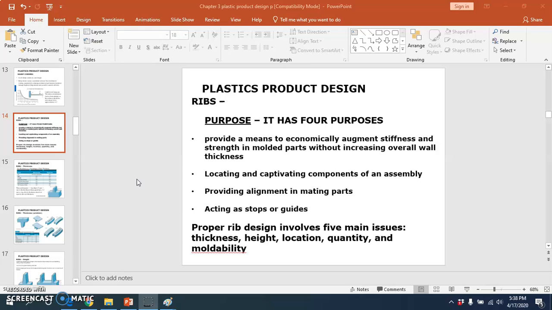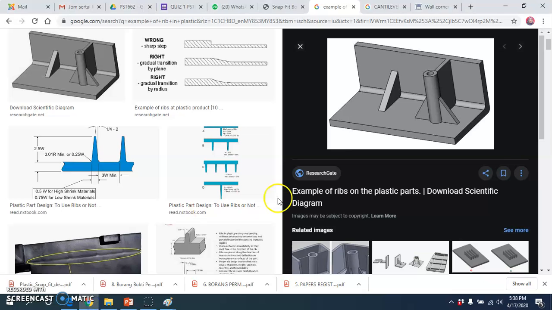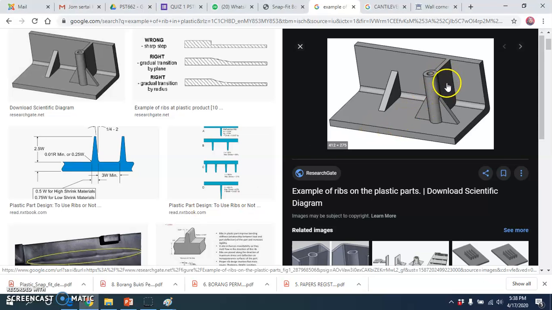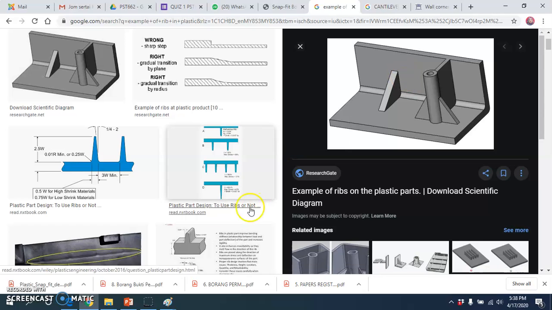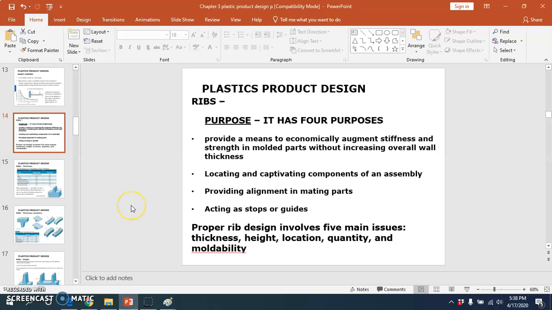An example of a rib is this part. This is a rib. This one is a gusset. This one is a rib. The second purpose is locating and captivating components of an assembly, providing alignment in mating parts, and acting as stops or guides. Proper rib design involves 5 main issues. First, thickness, height, location, quantity, and moldability.